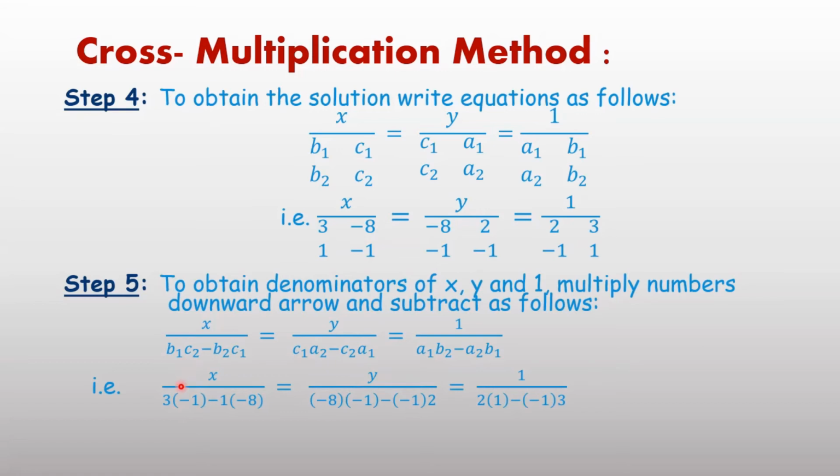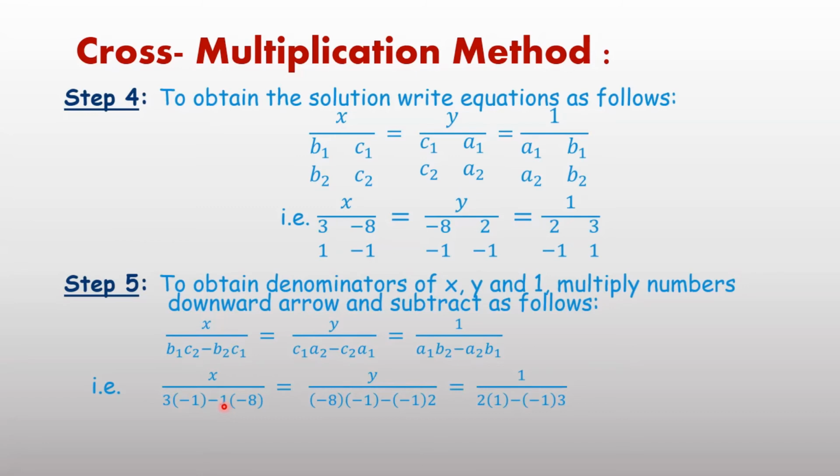Here, denominator of x: 3 into -1 written here, 3 into -1 minus 1 into -8, equal to y upon -8 into -1. First cross multiply this one. Minus -1 into 2, equal to 1 upon 2 into 1 minus -1 into 3, as written here. You can observe here. Step 5.